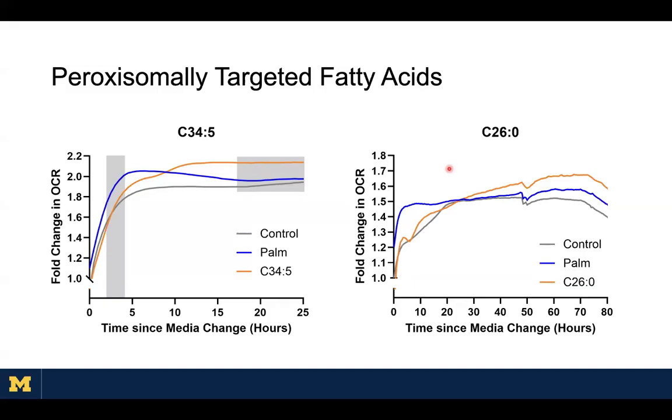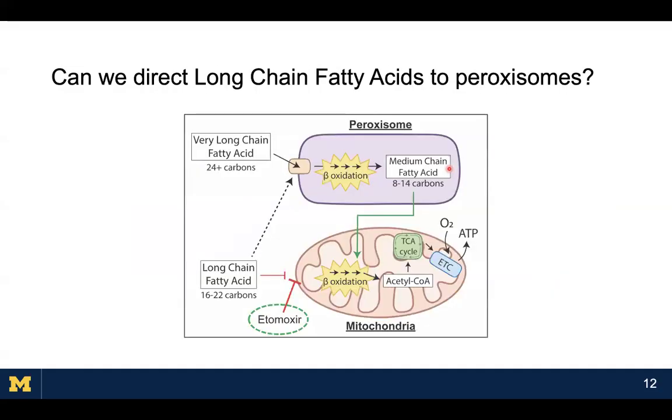So we have all this data to show that there's a big difference between the Recipher OCAR curves of mitochondrially targeted and peroxisomally targeted fatty acids, and they're pretty consistent trends. So we've been using these to differentiate between these two organelles and their beta oxidation processes. Our next question is, can we direct long chain fatty acids that normally go to the mitochondria to the peroxisome?